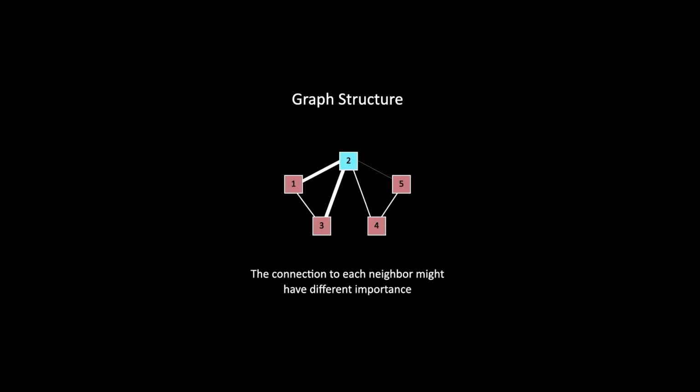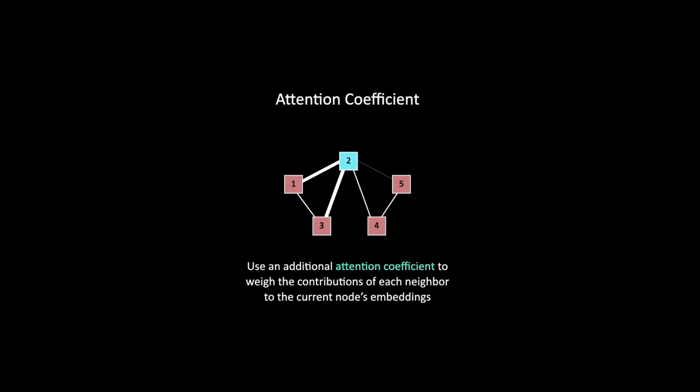This fundamental concept of attention can be applied to graph neural networks, where we assign a different importance score for every connection between a pair of nodes. This attention score is referred to as an attention coefficient. So in addition to aggregating all of the information from the neighboring nodes, we use an additional attention coefficient to weigh the contributions of each neighbor to the current node's embedding.